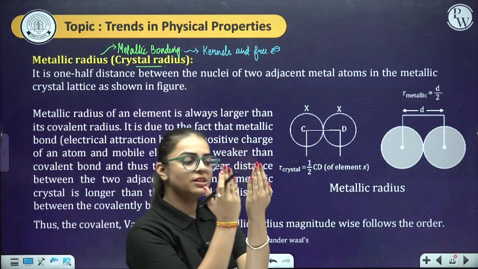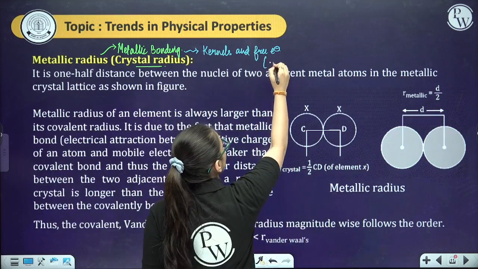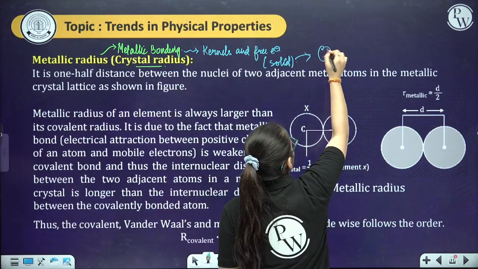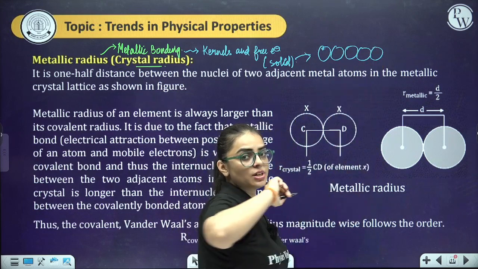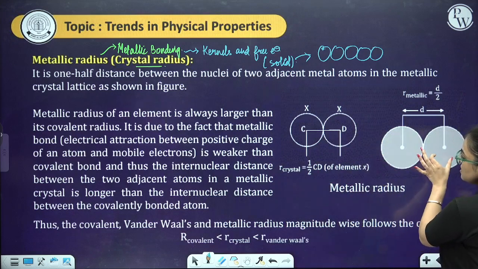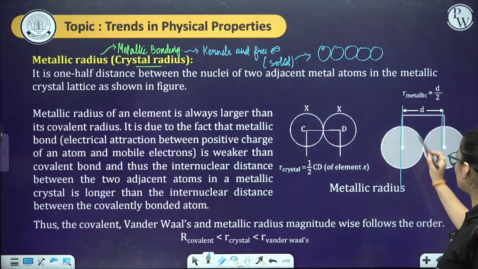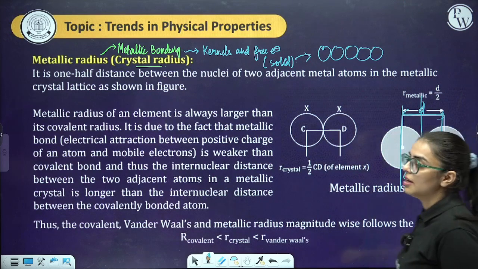Now in metallic bonding they will touch each other. Why? Because it occurs in the solid state. In solid state, particles are tightly attached to each other. So here you will see that the first atom is sitting quite close to the other one. So what will be the radii? You take the distance between their radius divided by 2. So this comes out to be the metallic radii.